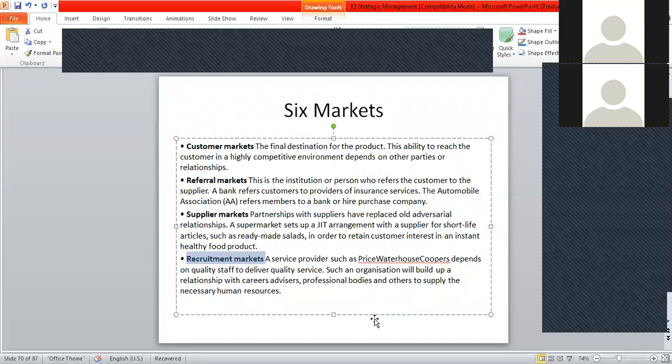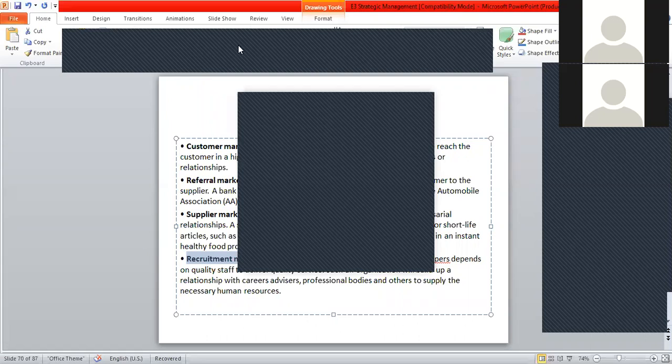Depending on recruiters, recruitment market, a service provider such as PwC depends on quality staff to deliver quality services. Such an organization will build up a relationship with careers advisors. So people who are in the process of recruitment, or who can supply manpower, who can supply certain services, we refer to them as recruitment markets.